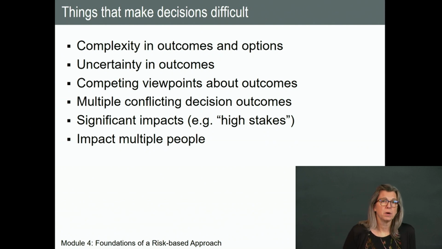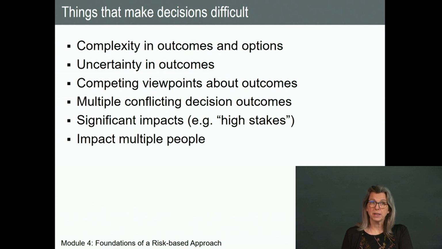So there's some research from decision analysis that talks about what are the kinds of things that make decisions difficult, and they're shown here on this slide. Things like complexity in outcomes and options. So when you have many different options, many different outcomes that you care about, and they all kind of have different types of information, and there's complexity there.